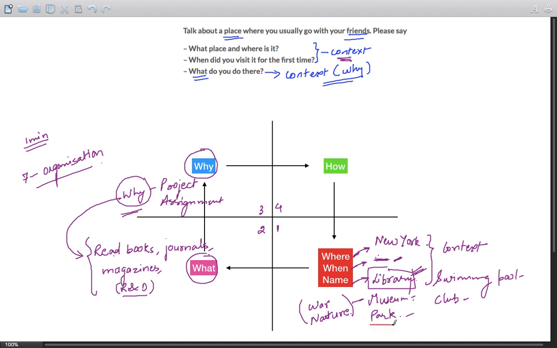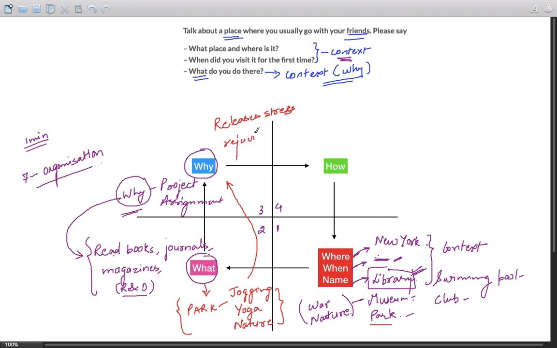Now, if you're visiting a park, why do you visit a park? What do you do there? You can name a number of activities in the park. It can be jogging or cycling, and you're doing some yoga as well. You usually spend some time with nature, and you have to mention these things in an organized format. And why do you do this? That's equally important. Perhaps it releases stress, and it rejuvenates you. And there can be a number of physical health reasons as well, not only mental health, but also physical health.